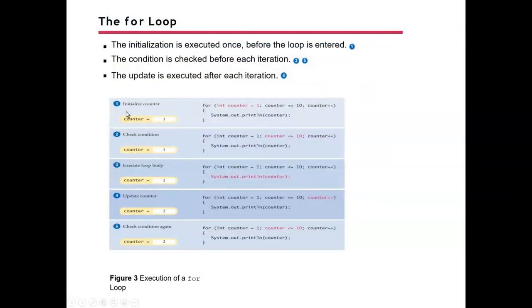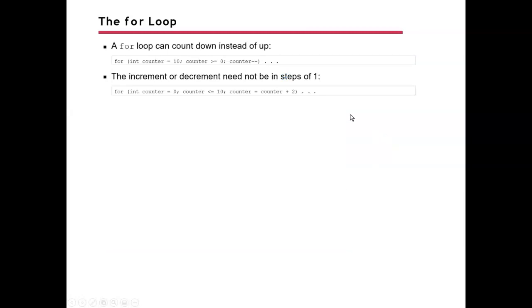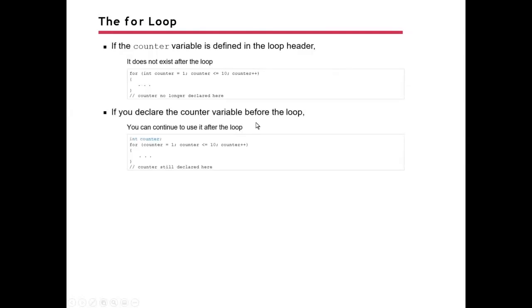So the update gets executed after each iteration, and it's pretty straightforward till you get to the end. You can make a for loop count down instead of up, or by 2s or whatever. You can do whatever you want as long as you create a condition that terminates. If you define it in the header, it's not going to exist here, but you can always define it outside of the loop, and then it would still exist.